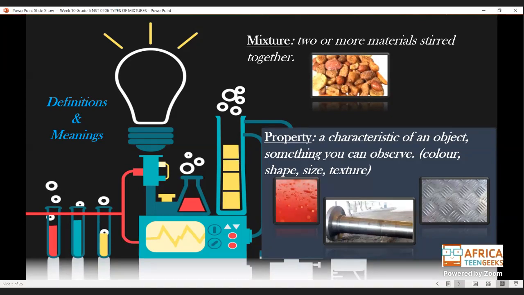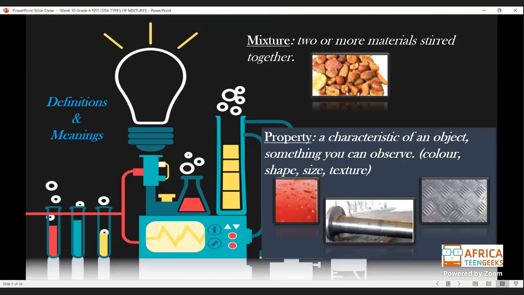All right, so what we know is that a mixture is 2 or more materials stirred together. The property means, this is definitions now, so if you don't have the definitions of some of these, please take them down, because these are the scientific definitions that I'm giving you. These are the ones that are in your book, or in your textbook, or what you're studying. So just take notes if you need to.